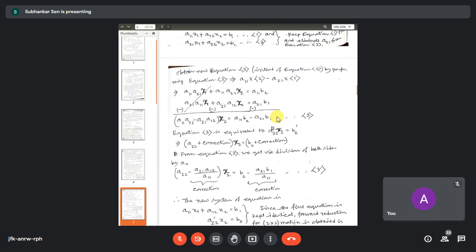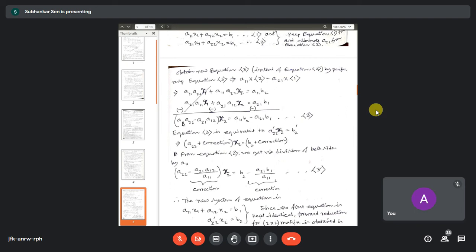a22 dash equals a22 plus a correction factor, and b2 dash equals b2 plus a correction factor. So we want to write this a22 dash as a22 plus correction. To do that, if we divide both sides with a11, we want to write this equation in this format, a22 plus correction, okay? So if we divide both sides of equation 3 with the coefficient a11, then we shall get this arrangement.